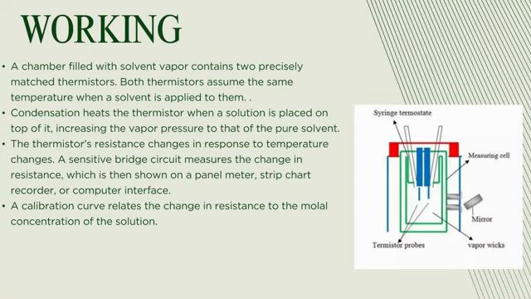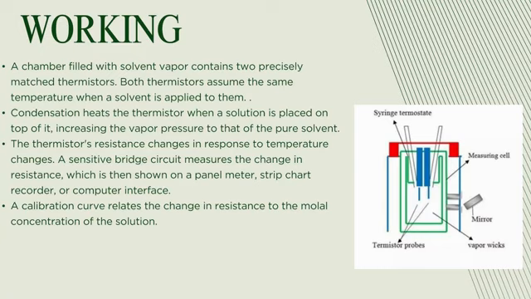As the chamber is saturated with pure solvent vapor, condensation occurs on the sample thermistor to equalize the vapor pressure difference. The condensation process releases heat, causing the sample thermistor to warm. The temperature change causes a corresponding change in the electrical resistance of the sample thermistor. The reference thermistor remains unchanged, serving as a stable baseline.